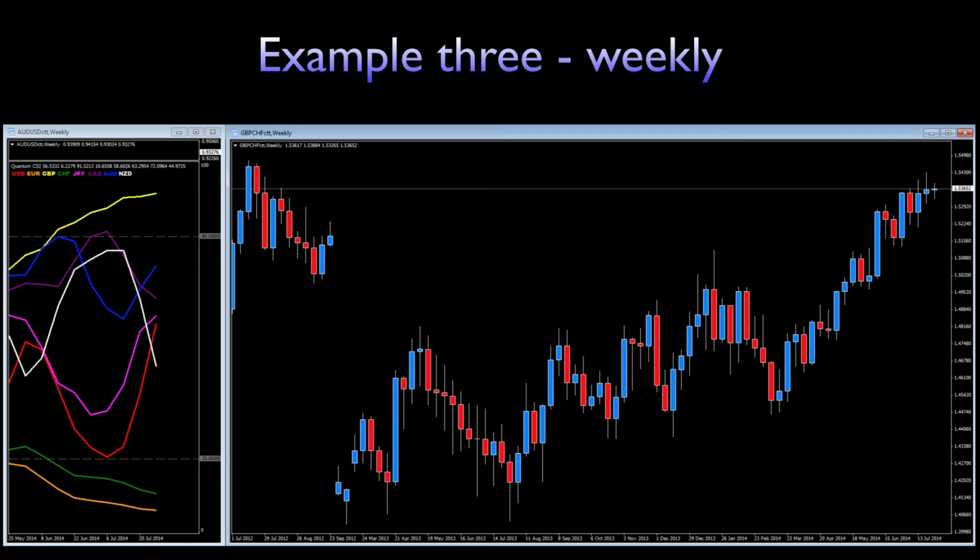The chart on the right here is the pound Swiss, so we will be looking for a short. We have the pound, the yellow line, in the overbought region, and we have the Swiss franc, the green line, in the oversold. So we're looking for a short here. We've had a long bullish phase here for this particular pair, and we would now be looking for a reversal from this longer term trend, so we would be looking for a sell on this particular pair at this point.